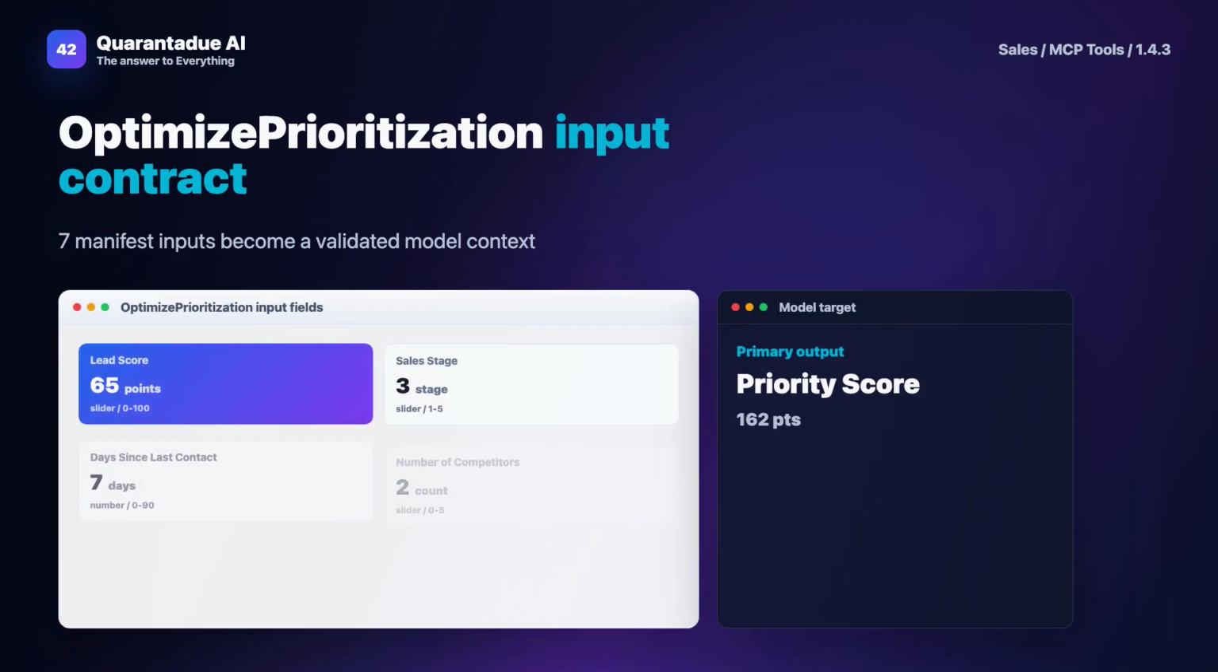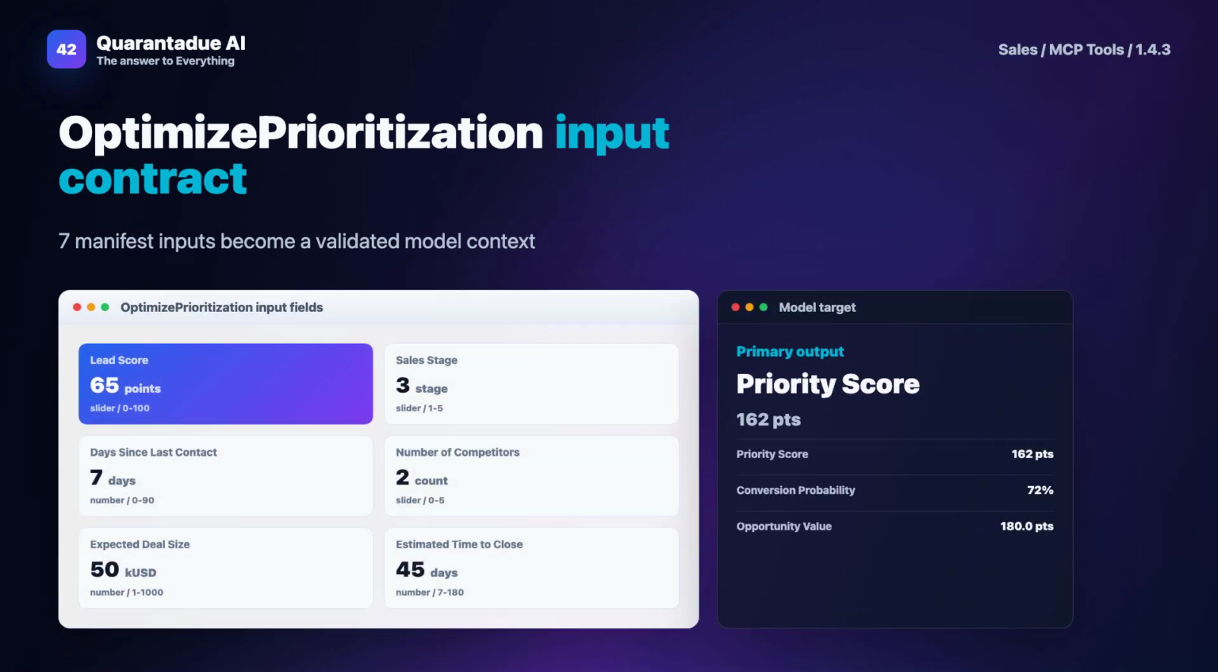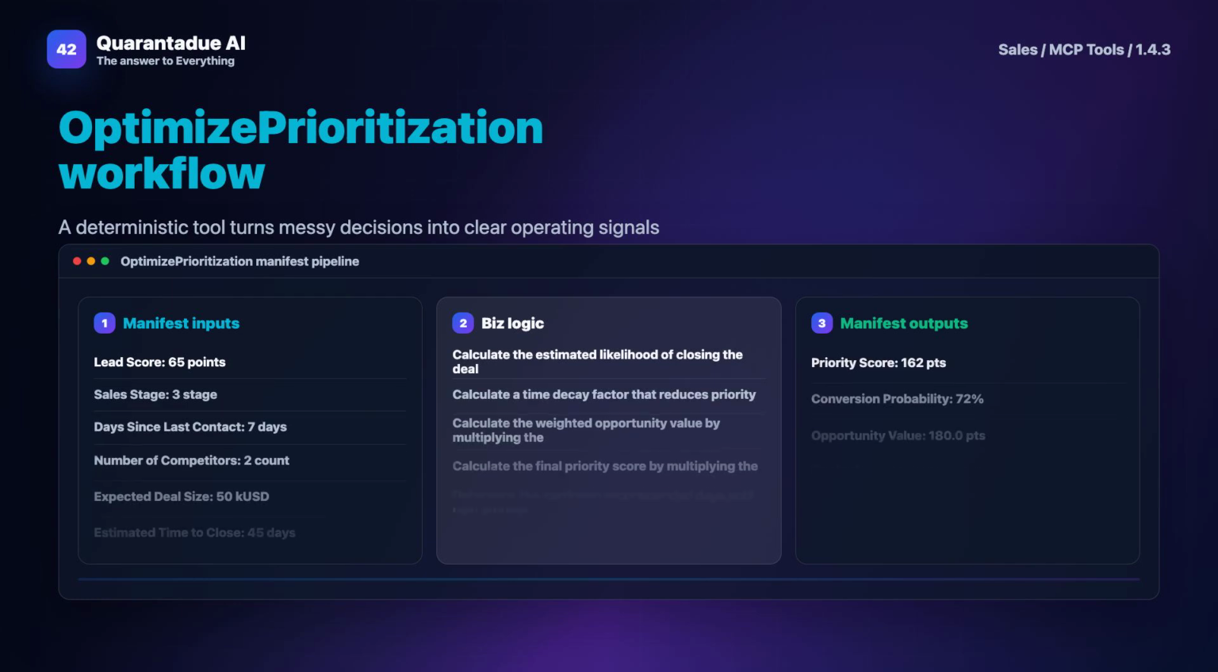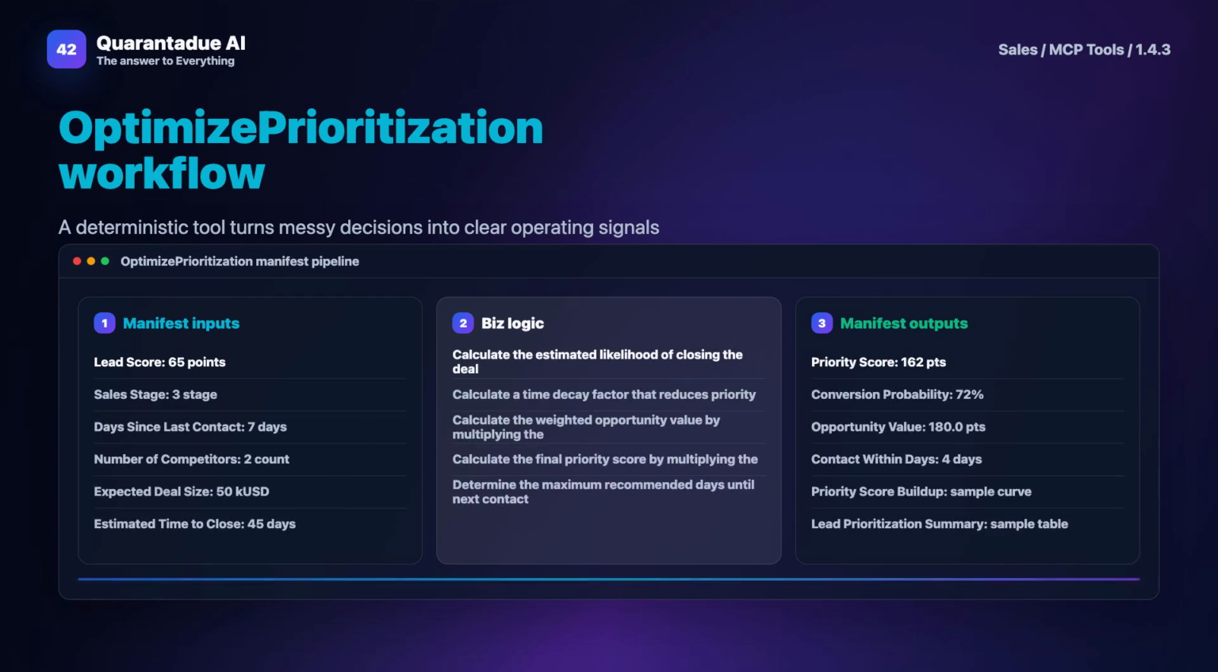The workflow then applies these steps. Calculate the estimated likelihood of closing the deal by adjusting the base lead score with multipliers for sales stage advancement and lead source quality, then applying a penalty for competitive presence. Calculate a time decay factor that reduces priority based on how long it has been since last contact relative to the estimated closing timeline, using an exponential decay model. Calculate the weighted opportunity value by multiplying the deal size by the conversion probability, reflecting the expected value considering close likelihood.